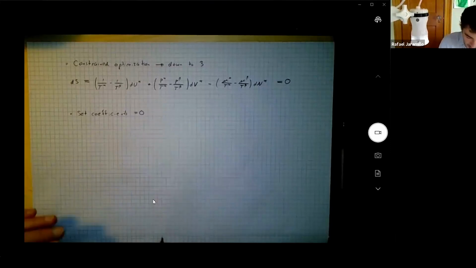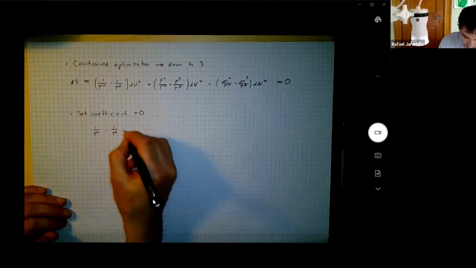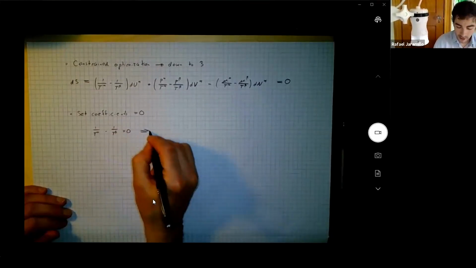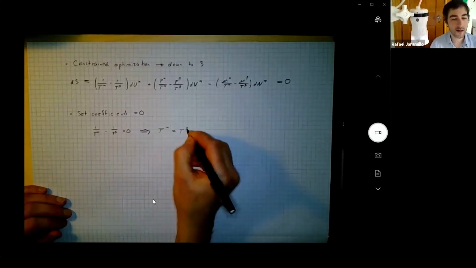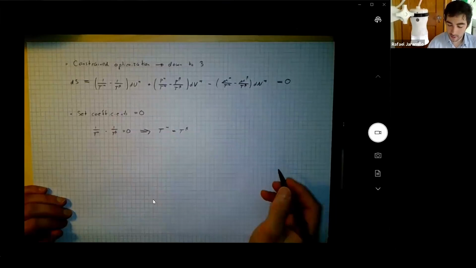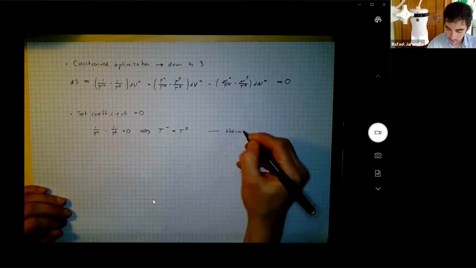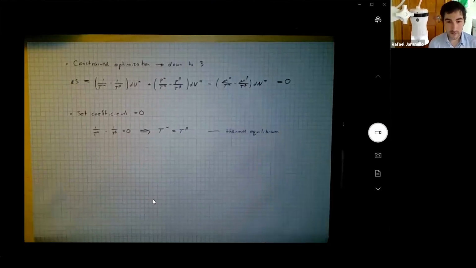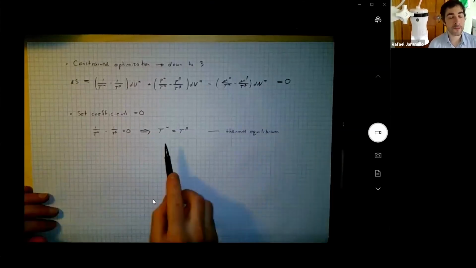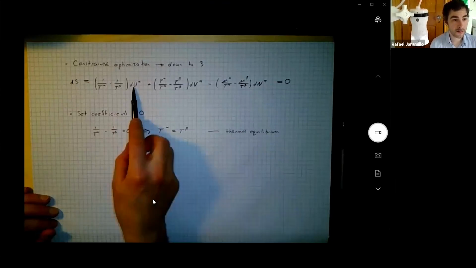So let's do that. 1 over T of alpha minus 1 over T of beta equals 0. What does that give me? That gives me temperature of alpha equals temperature of beta. This is known as thermal equilibrium. So let's remember how we got thermal equilibrium. Two subsystems that could exchange energy reach thermal equilibrium.